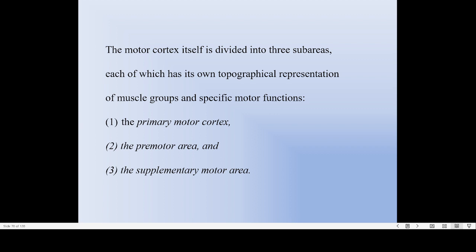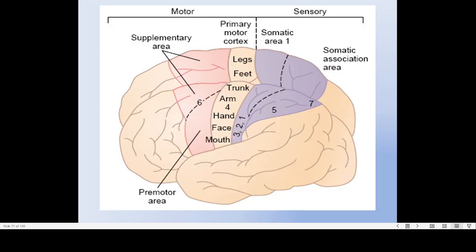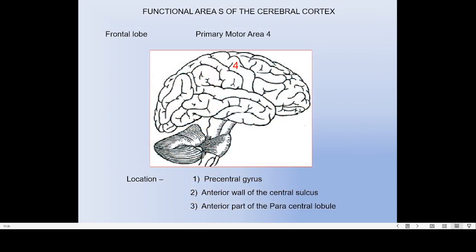Usually the motor cortex itself is divided into three sub areas, each of which has its own topographical representation of muscle groups and specific motor function. They are the primary motor cortex, the premotor area and the supplementary motor area. Here the motor and sensory, the primary motor cortex, is related to these portions.